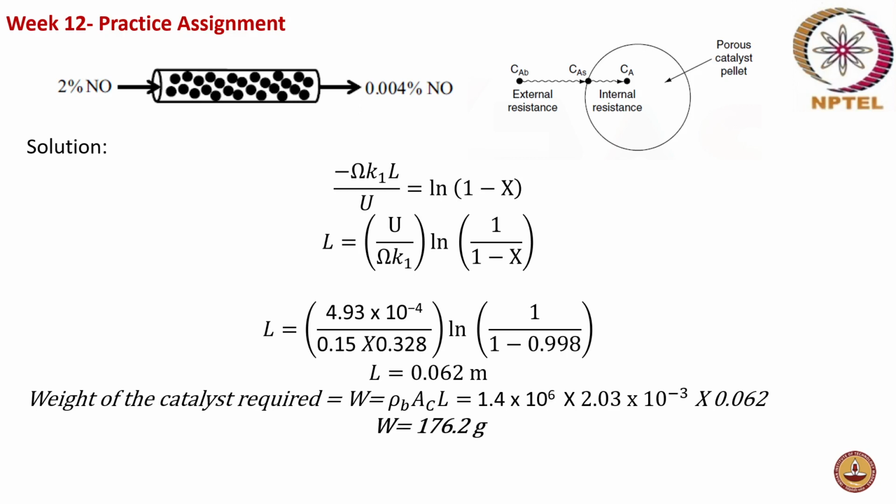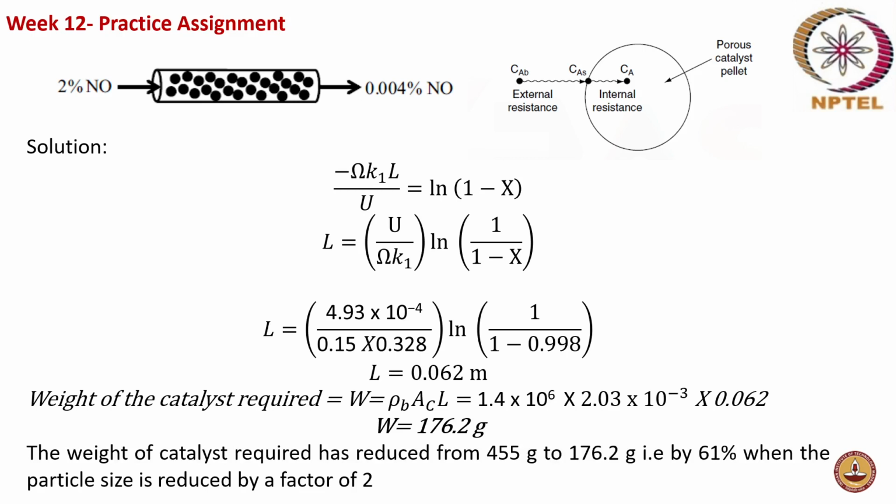So W we get as 176.2 gram. Initially, when the particle diameter was 3 millimeter, the weight of the catalyst required was 455 grams, while when the particle diameter is reduced by half, the weight of the catalyst required becomes 176.2. That means there is a 61% reduction in the weight of the catalyst required when the particle size is reduced by a factor of 2.